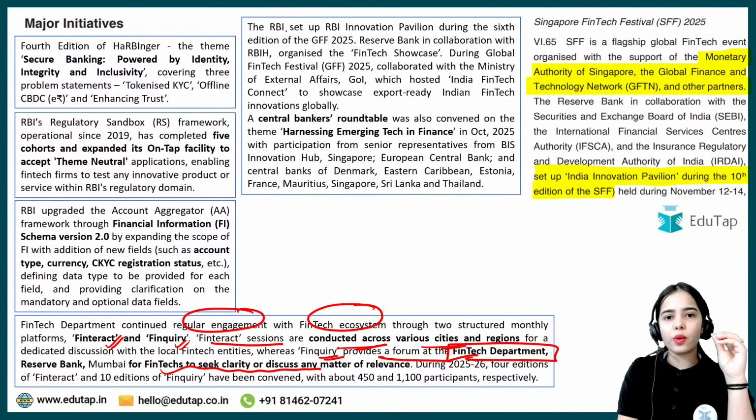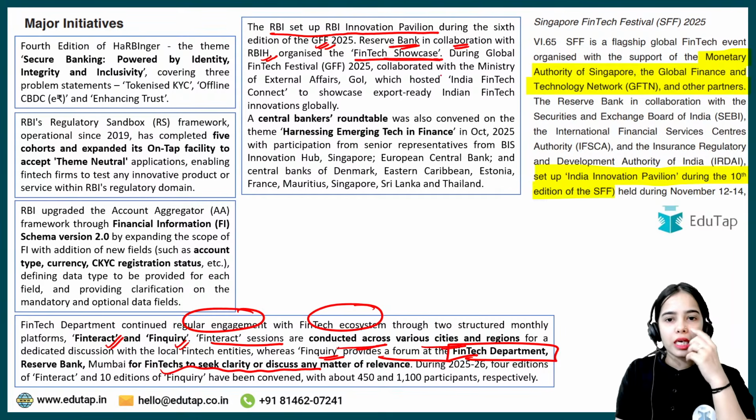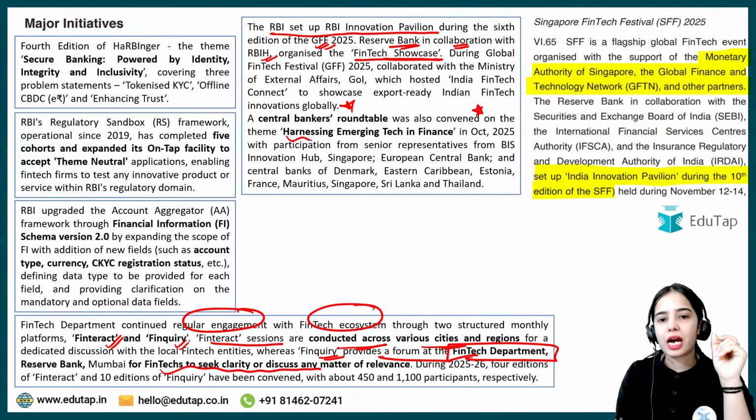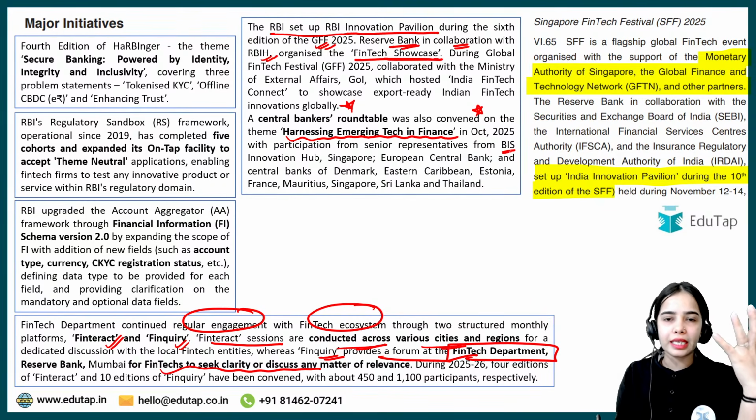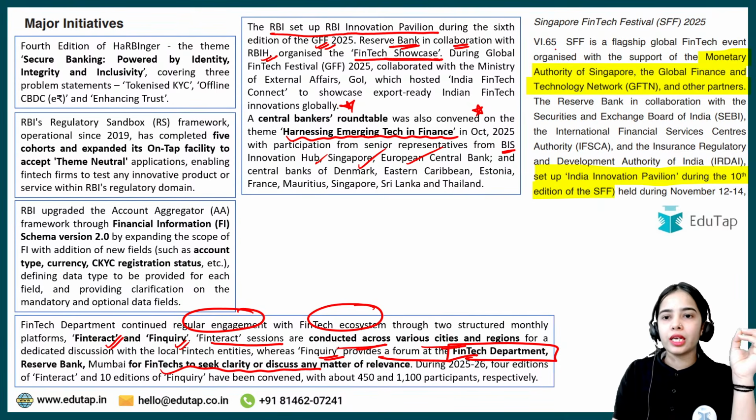Now, RBI set up RBI Innovation Pavilion during the 6th edition of the Global FinTech Festival 2025, as well as the Reserve Bank, in collaboration with Reserve Bank Innovation Hub, organized the FinTech Showcase. The Central Bankers Roundtable was also convened on the theme Harnessing Emerging Tech in Finance, in which the BIS, that is Bank for International Settlements, Innovation Hub, Singapore, European Central Banks, and multiple other central banks were present.